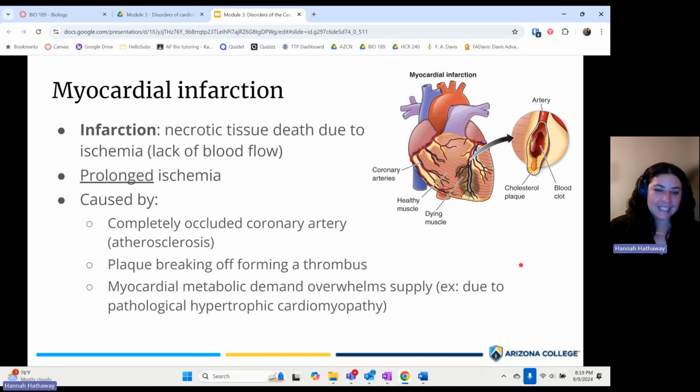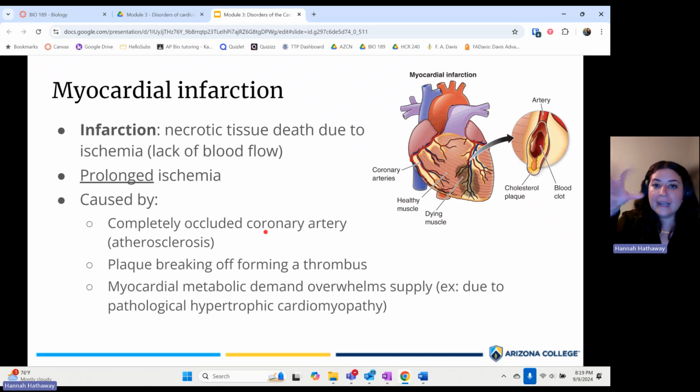Okay, that is in contrast to a myocardial infarction. This is usually what we were talking about when someone says they had a heart attack. Usually they are talking about a myocardial infarction. So infarction, once again, is necrotic death of tissue due to ischemia, due to lack of blood flow because of prolonged ischemia. So it's going to be due to that coronary artery being completely blocked.